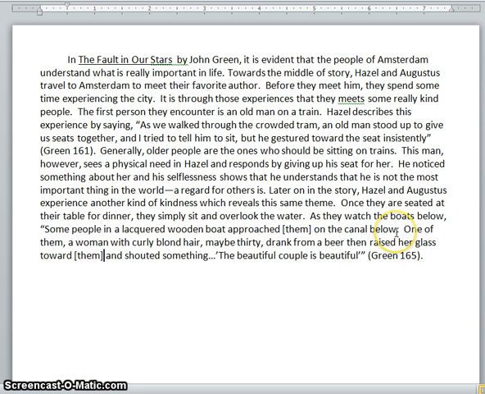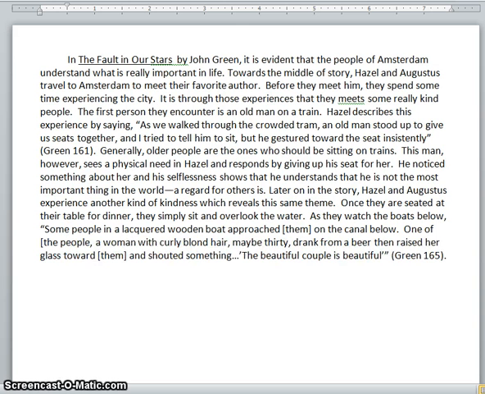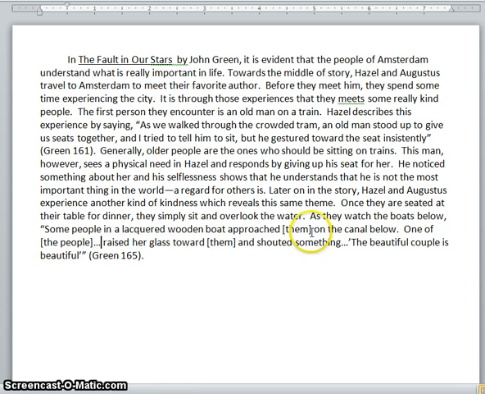Again, I don't think that this piece is important here. So what I'm going to do is say, "some people in a lacquered wooden boat approached them on the canal below. One of the people," and I'm going to eliminate all of this and just go straight into the verb, "raised her glass toward them and shouted something. The beautiful couple is beautiful." I've taken my text evidence and I've manipulated it so it flows, and so I have just what I want to talk about that supports my claim.